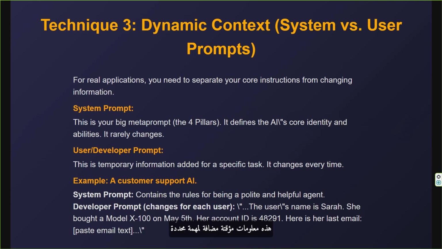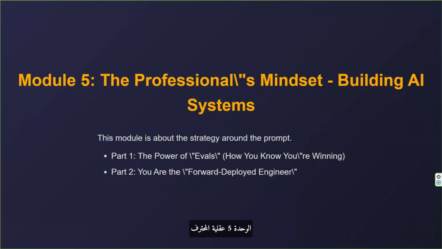This is temporary information added for a specific task. It changes every time. Example: a customer support AI. The system prompt contains the rules for being a polite and helpful agent. The developer prompt changes for each user. The user's name is Sarah. She bought a Model X100 on May 5th. Her account ID is 48291. Here is her last email. Paste email text.